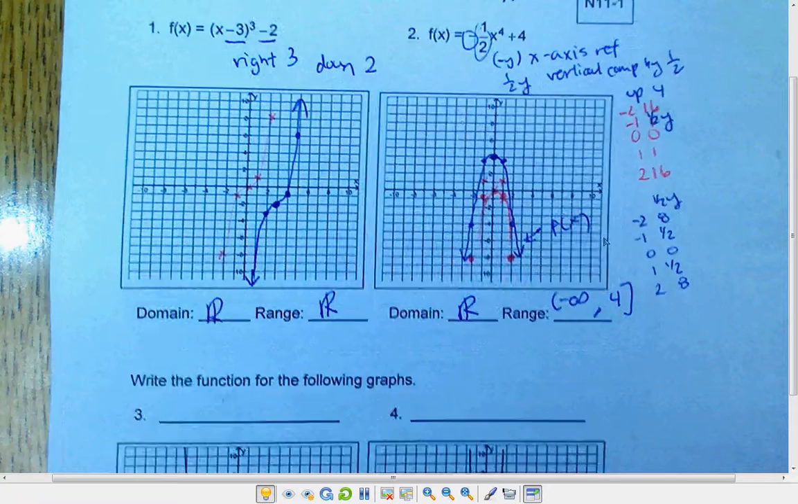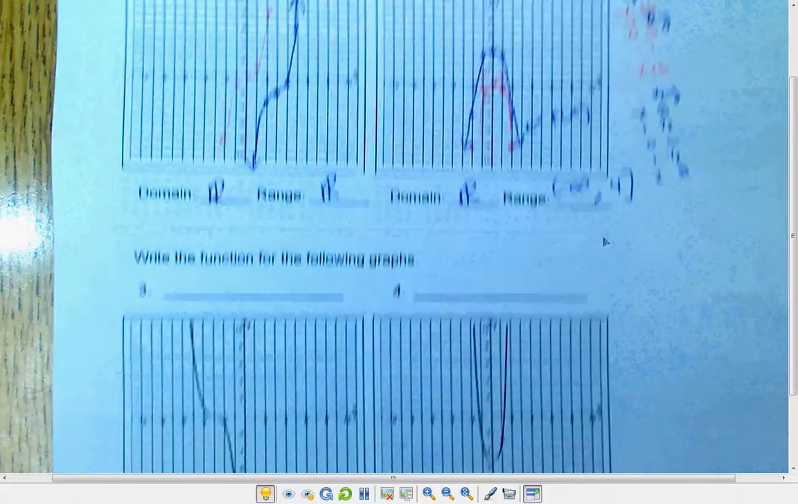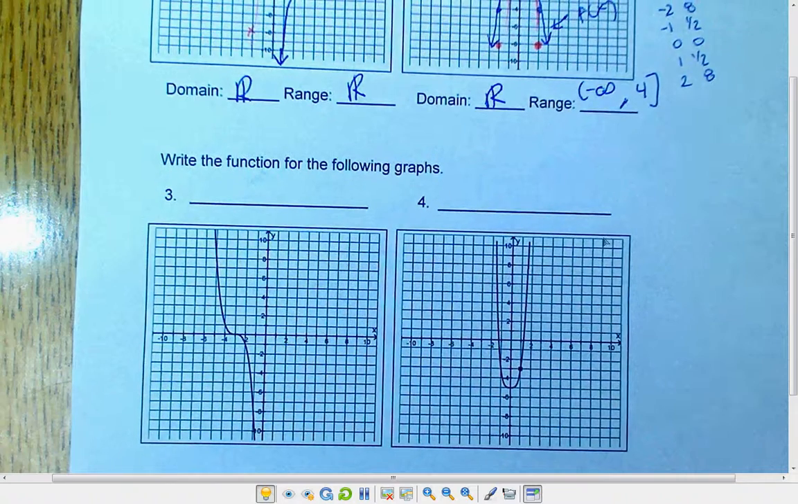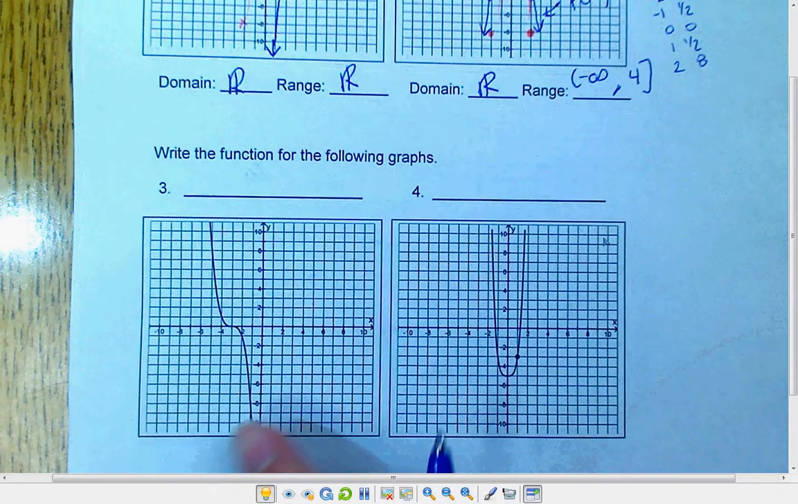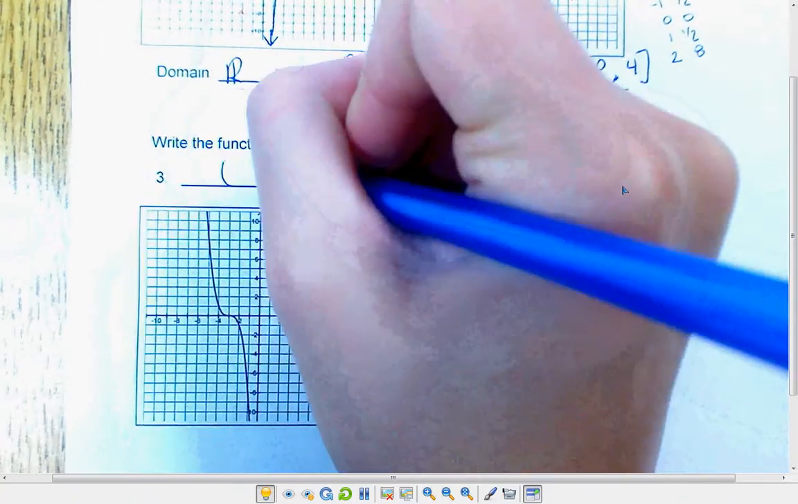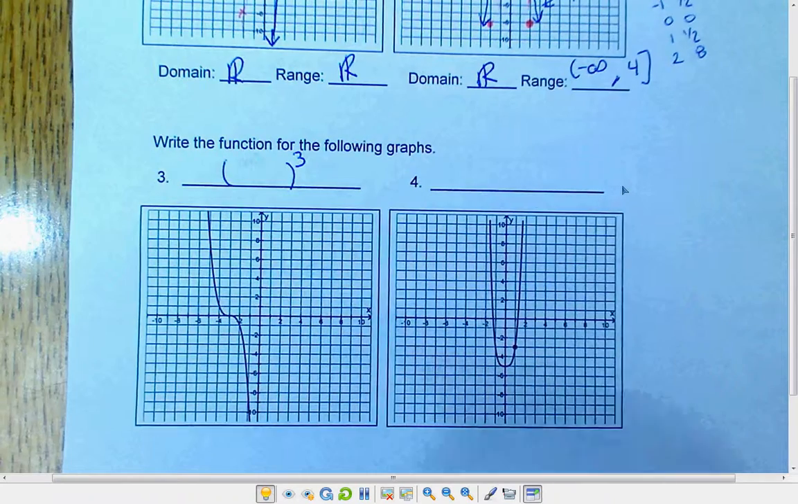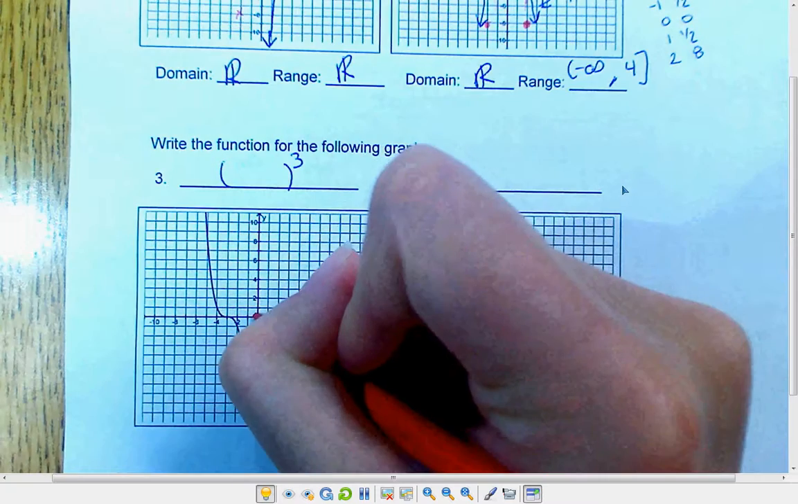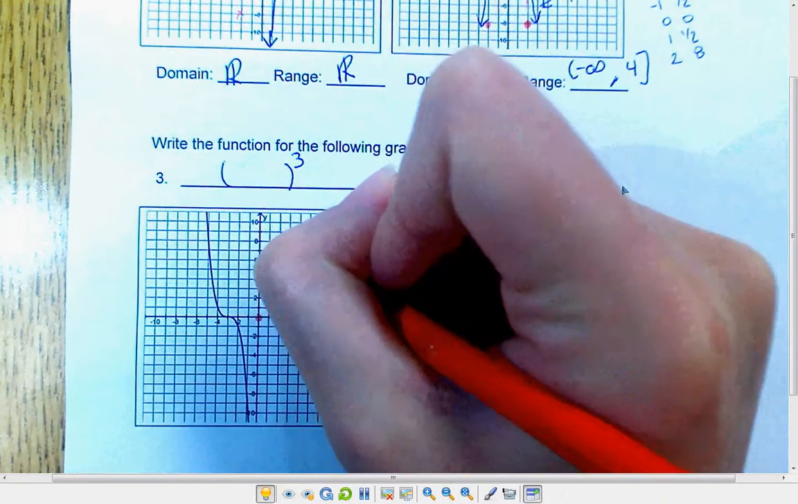Finally, we're going to look at how to write equations for the following functions. So the first thing you've got to do with these is to figure out, is it cubic or is it quartic? So looking at this, it's clearly a cubic function, because it's going up in one direction, down the other one. We know our parent function is 0, 0, 1, 1, 2, 8.